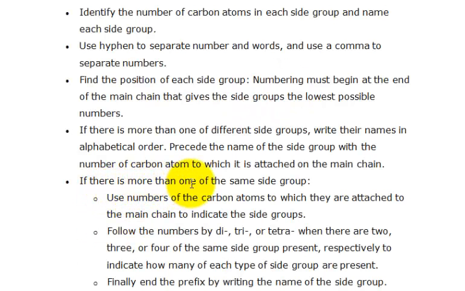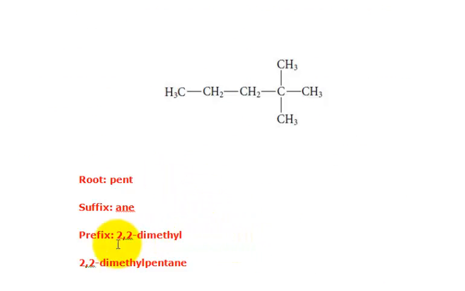Now if there is more than one of the same side group, as in this case where we have 2 methyl side groups, we have to use these 3 rules. Use numbers of the carbon atoms to which they are attached on the main chain to indicate the side groups. Follow the numbers by di when there are 2 of the same side group present. And finally, end the prefix by writing the name of the side group. Now using those 3 rules, the prefix is 2,2-dimethyl.